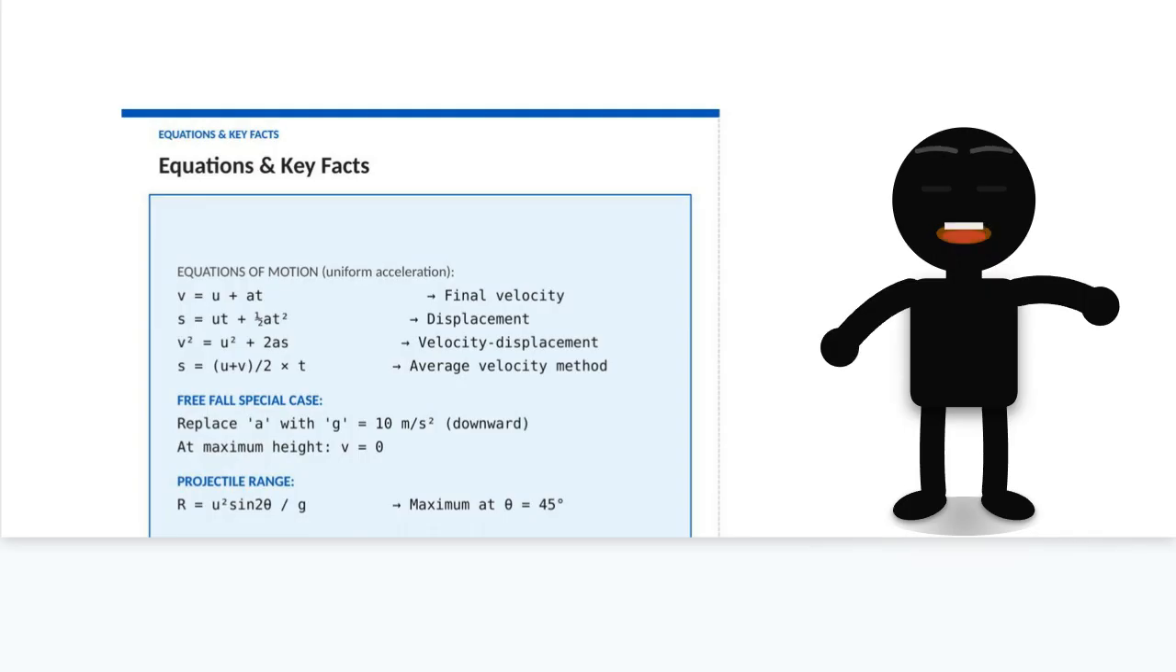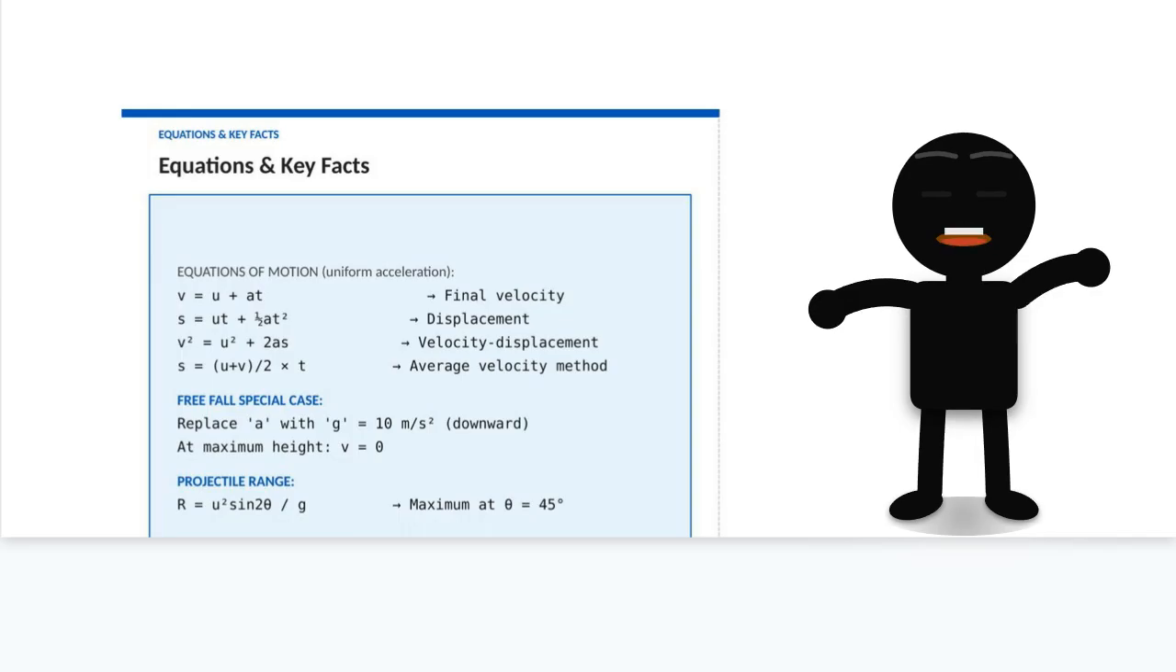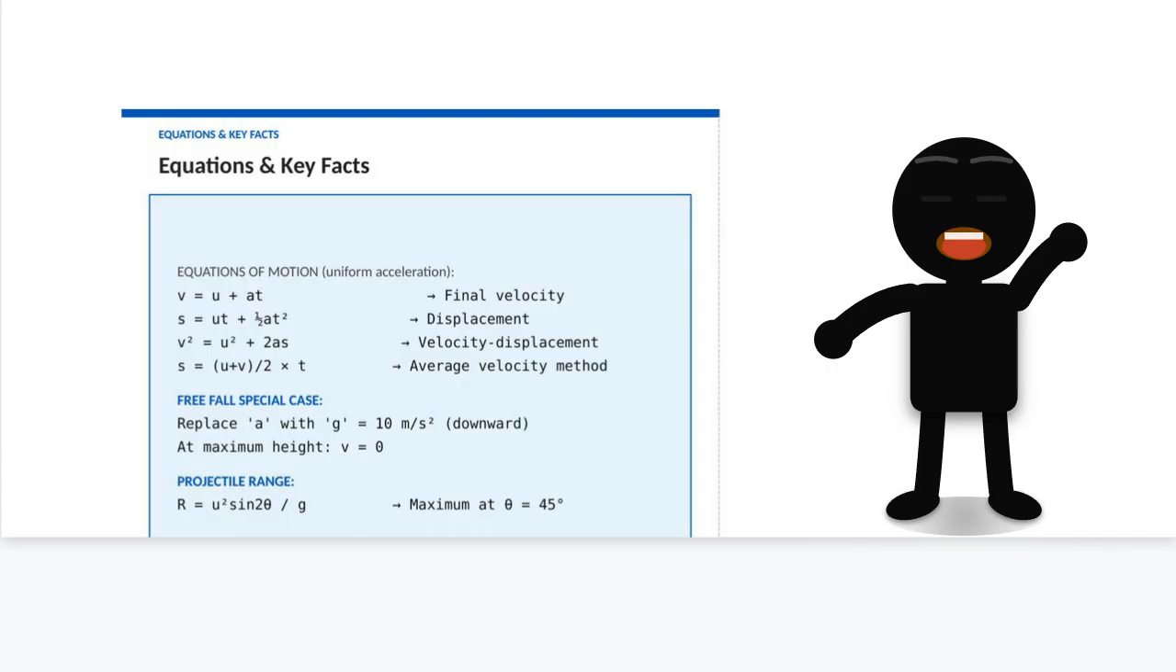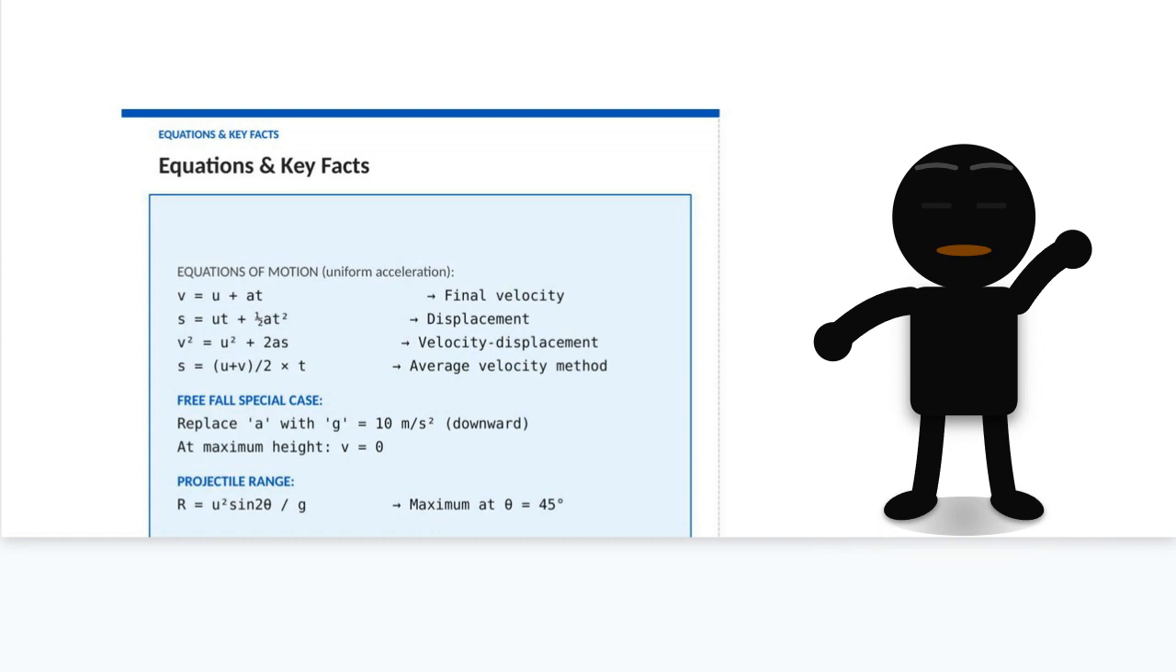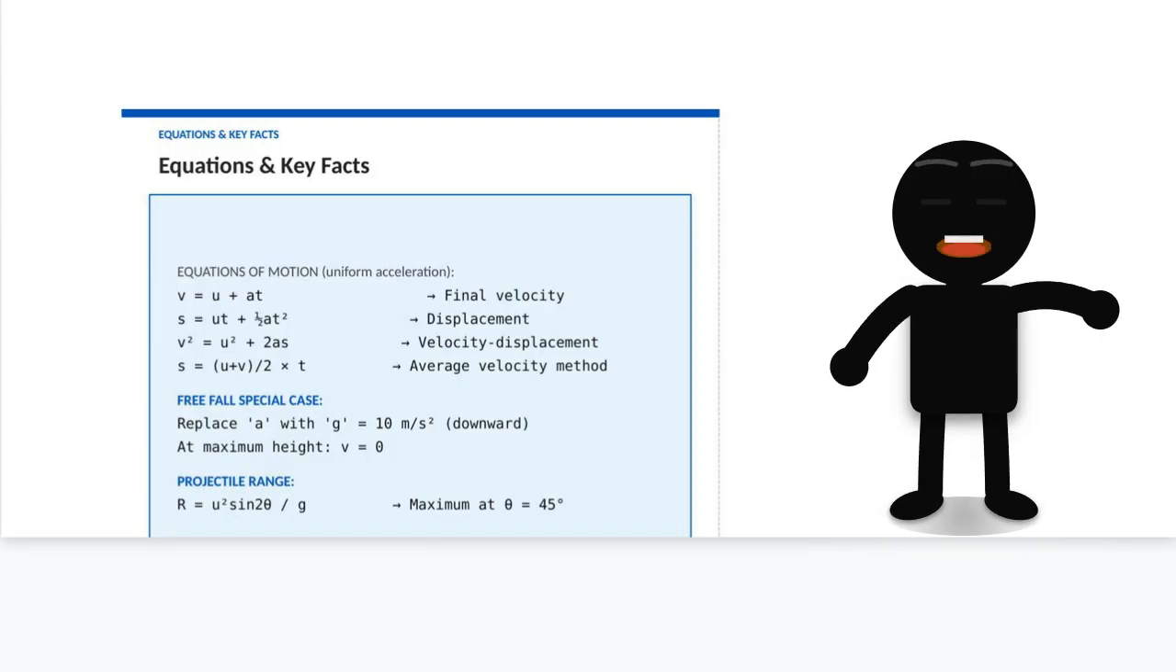These four equations of motion are the foundation of all kinematics problems. They only apply when acceleration is constant and uniform, which covers most NEET scenarios. The first equation gives you final velocity after time t. The second gives displacement. The third is incredibly useful when you do not know time but know velocities and displacement. The fourth uses average velocity as a shortcut. For free fall, simply substitute g for a and remember that downward is positive in most problems.